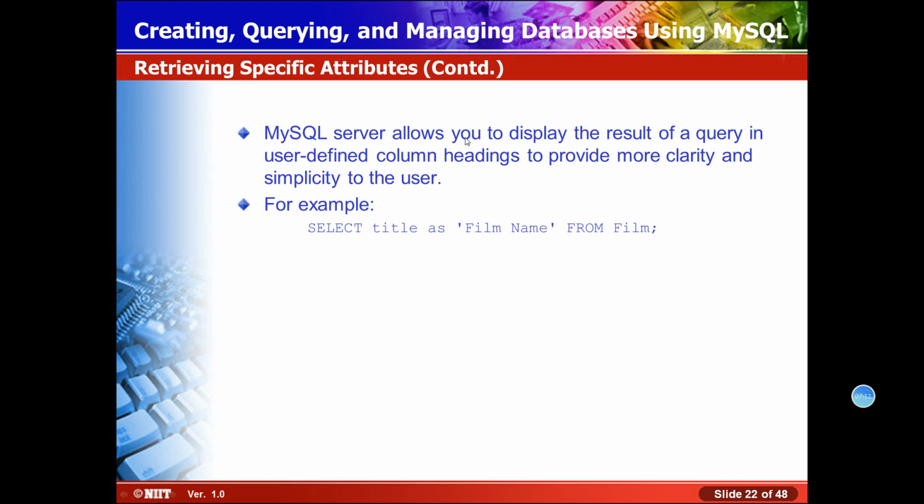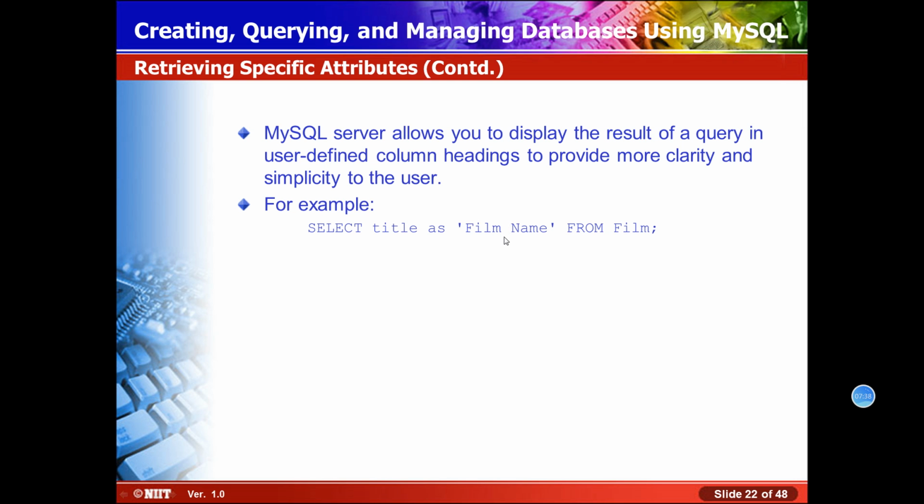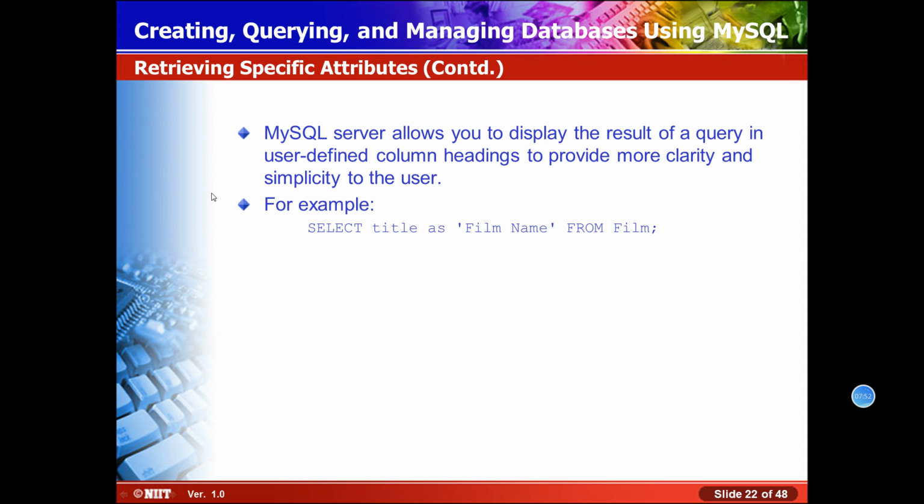MySQL server allows you to display the result of a query in user-defined column headings to provide more clarity and simplicity to the user. Now what does that mean? Let's take an example here. You can see here we are displaying customer ID, here we are displaying first name, right? But I want to change this column name when I display the result. So how can you do that?